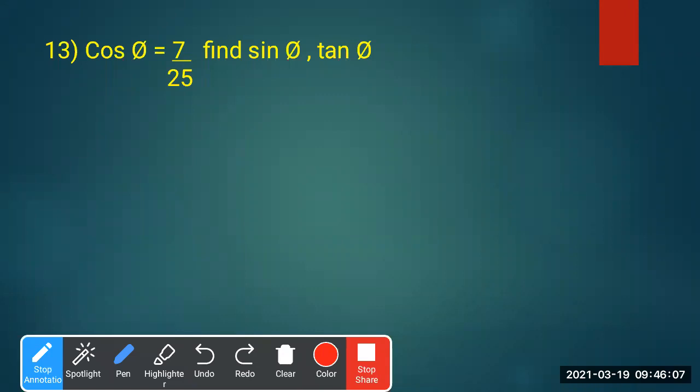Okay, so the trigonometric identity, that is, sine square theta plus cos square theta is equal to 1.